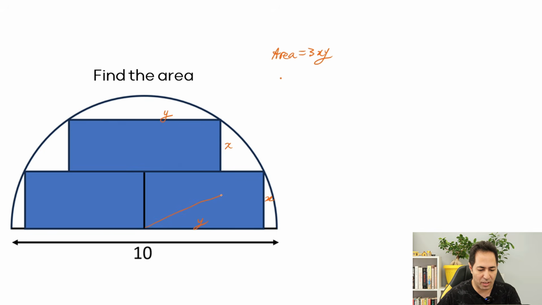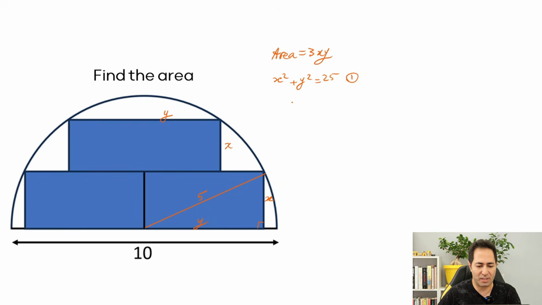I'm going to draw a line from this corner to this corner and form a right triangle, and since the diameter is 10, this is going to be 5 as the radius, and I'm going to apply the Pythagorean theorem here. X squared plus y squared is equal to 25. This is the first equation.